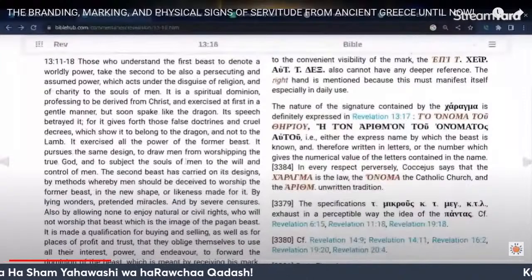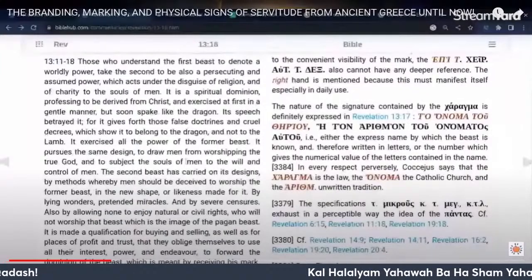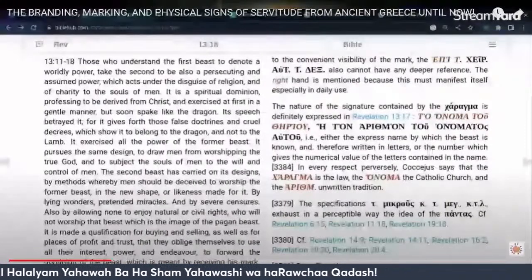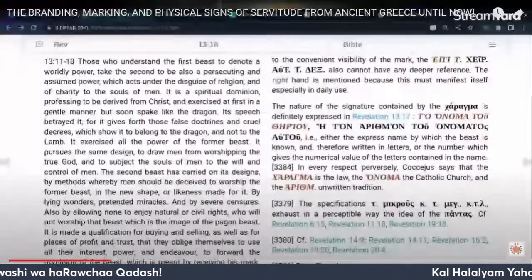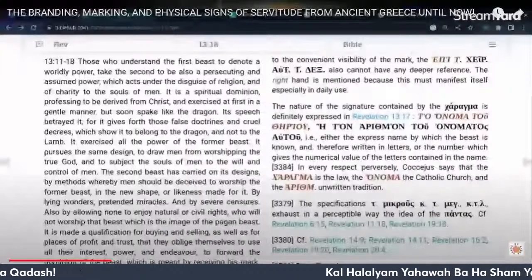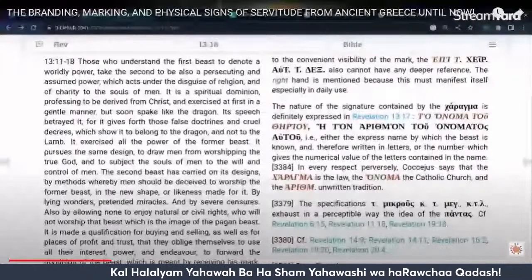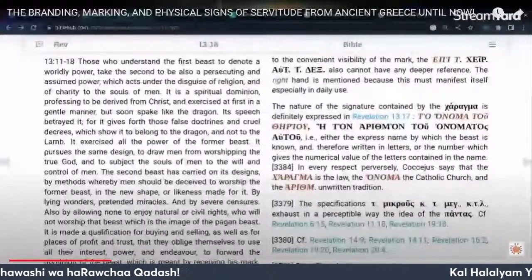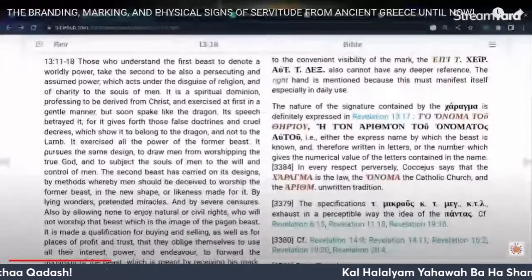All right, let's see here. Some of this commentary ain't worth reading, by the way. All right, the second beast has carried on its designs a method whereby men should be deceived to worship the former beast in the new shape or likeness made for it, right? Meaning that this new beast is after the formitude of the old beast. The second beast is after the formitude of the first, both being world dominant power structures of Esau, Edom.